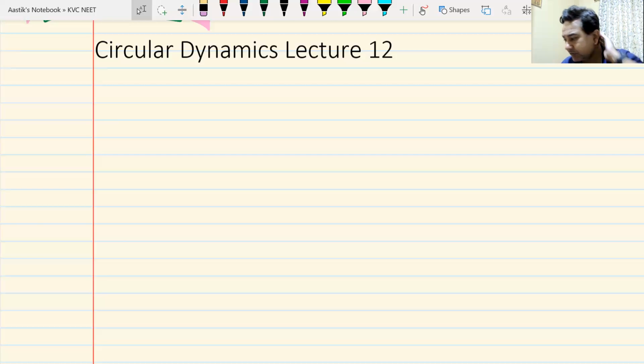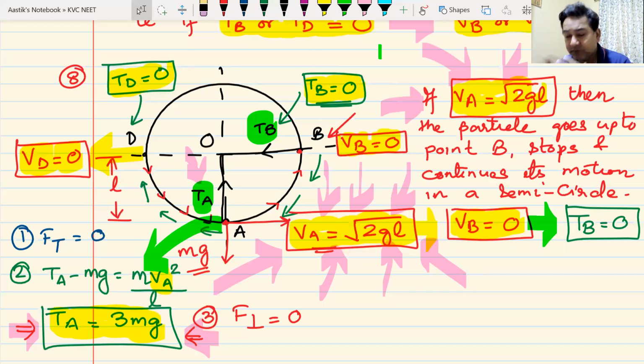We know this by the second equation, which is the equation in the radial direction. F centripetal, the centripetal force, will be equal to mv square by r. We have applied this equation in one particular case, the velocity at the lowest point A, as you can see right now on your screens.